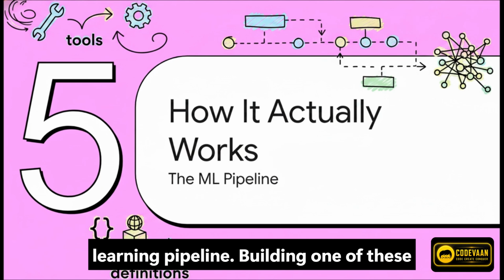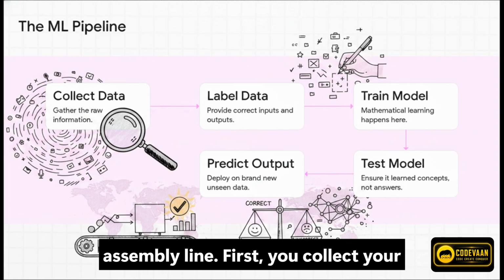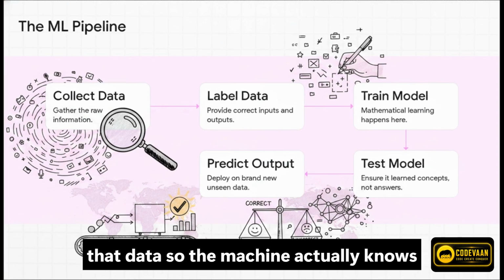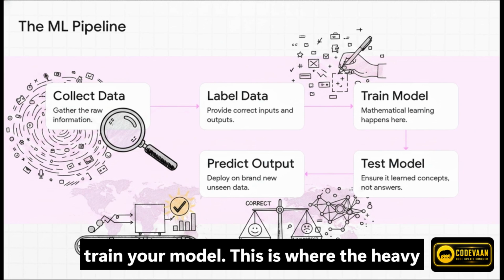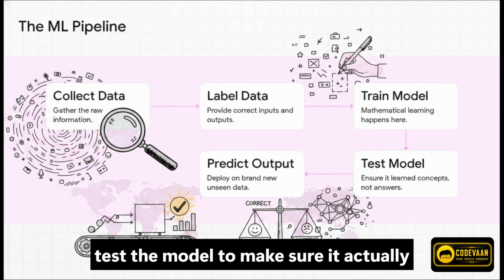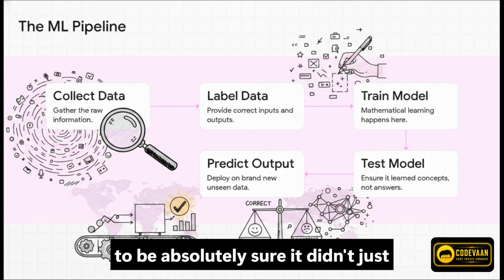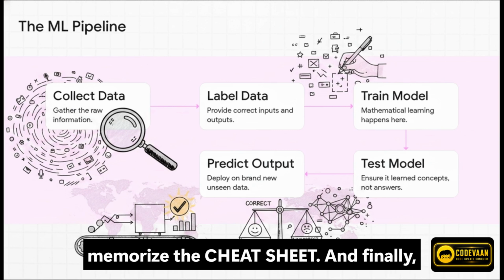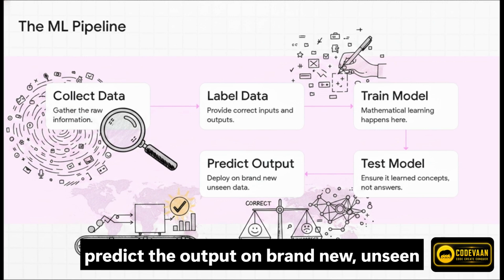Moving right along to Section 5, how it actually works. Let's trace the machine learning pipeline. Building one of these models follows a pretty strict 5-step assembly line. First, you collect your data. Second, you painstakingly label that data so the machine actually knows what the right answers are. Third, you train your model. This is where the heavy mathematical lifting happens. Fourth, you test the model to make sure it actually generalized the concepts, right? You want to be absolutely sure it didn't just memorize the cheat sheet. And finally, step 5, you deploy it out there to predict the output on brand new, unseen data.